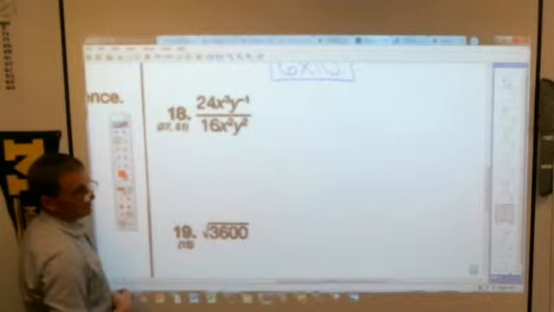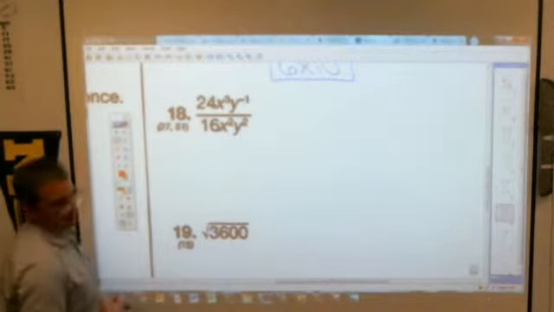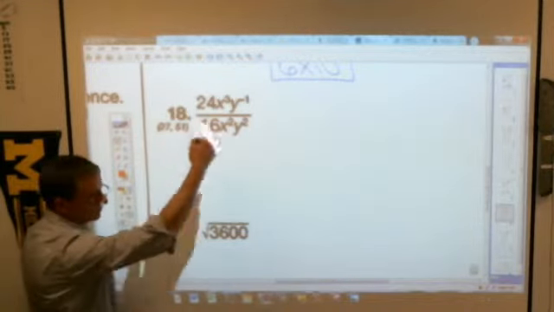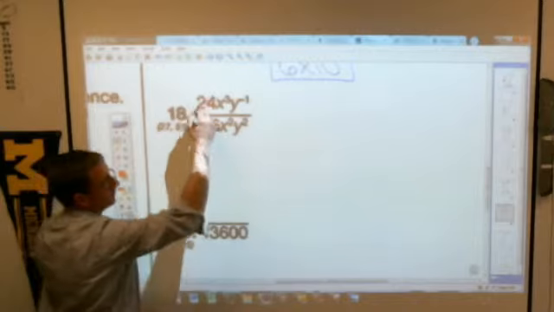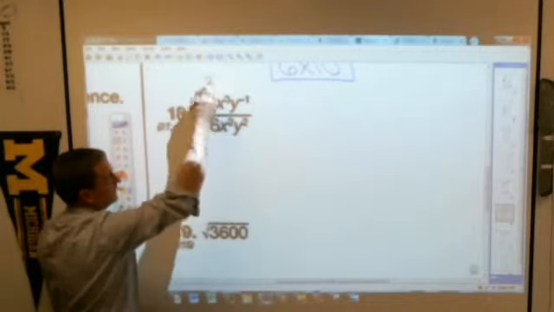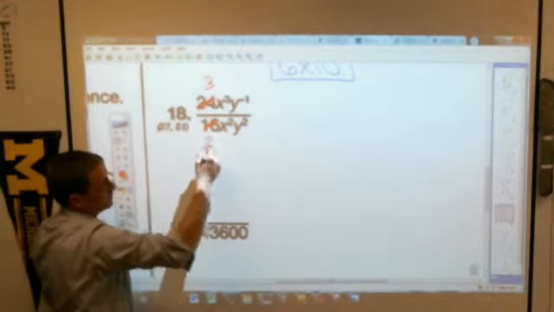You could cut them in half, but let's go right for the jugular. What's the biggest number that goes into those? 8. You could do 2 and you could do 4, but you're going to have to keep doing that. So I'm going to divide both of these by 8. That makes this a 3 and this a 2.